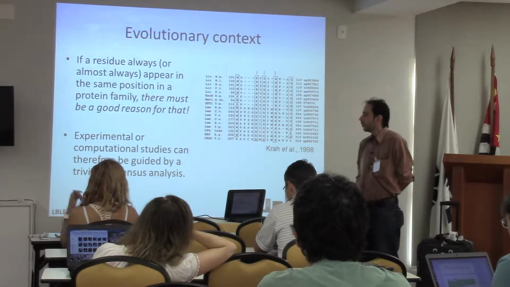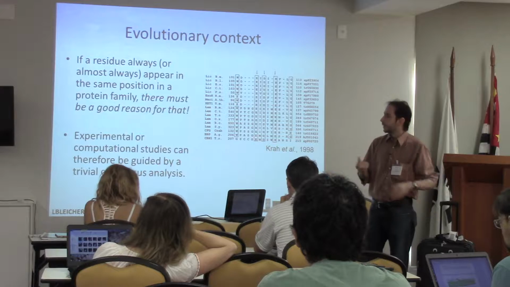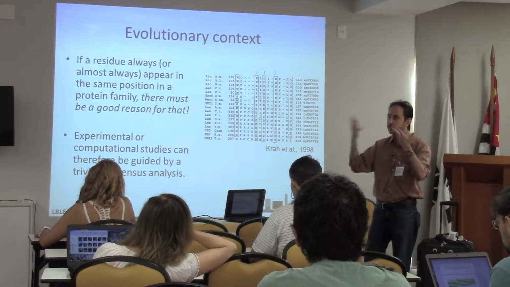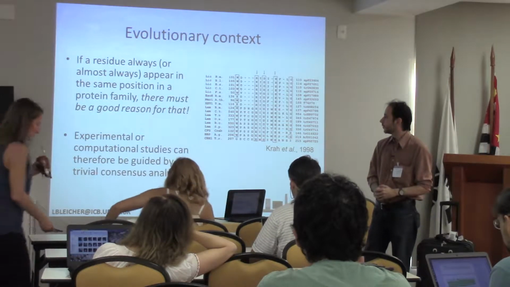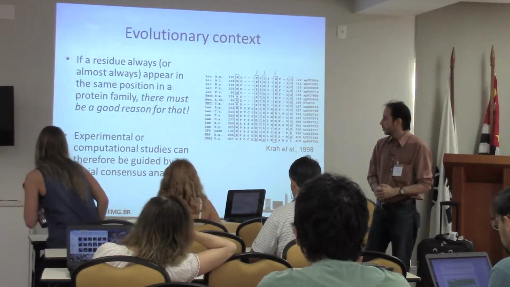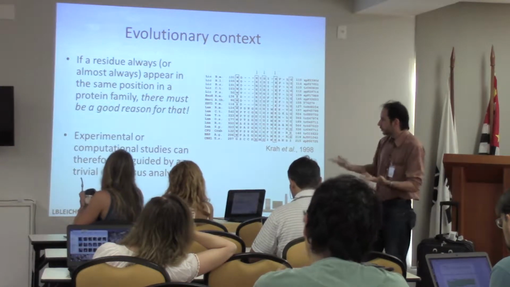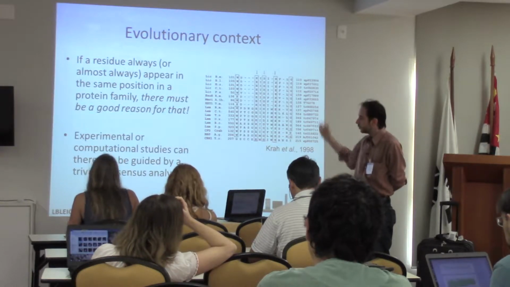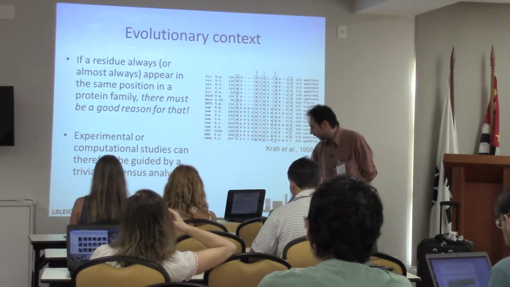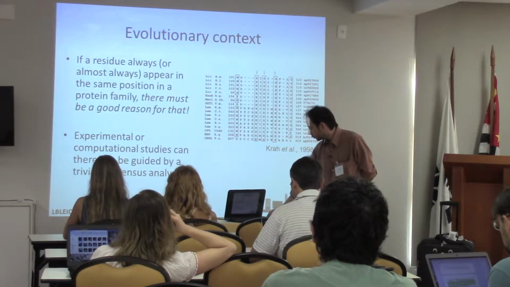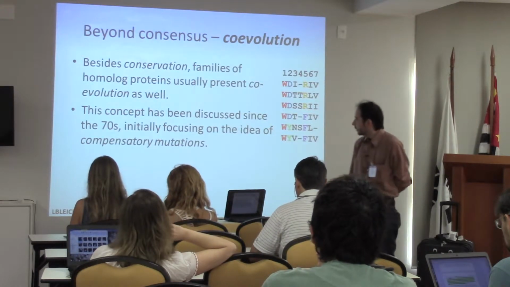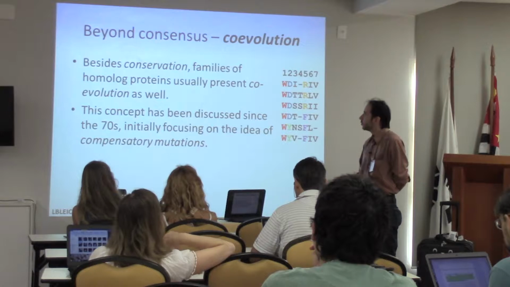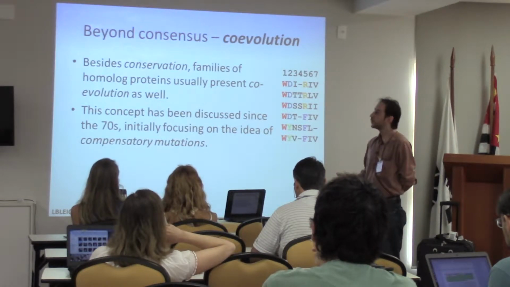So this is one example in which you can go directly to the residues with more chance of being functional. It shows that experimental or computational studies can be guided by something quite easy to do, which is simple consensus analysis, and this is something that most people do already. What we set out to do was to go beyond consensus and look at coevolution.